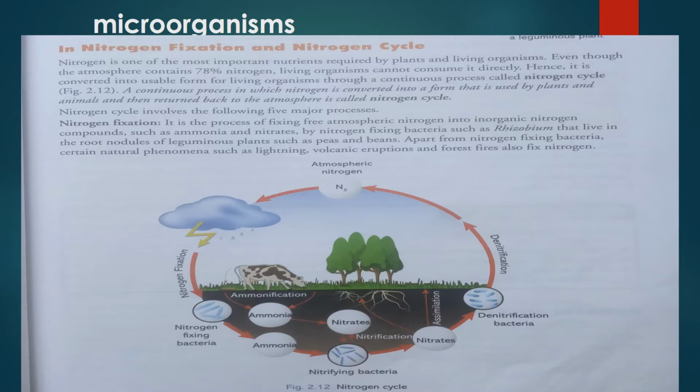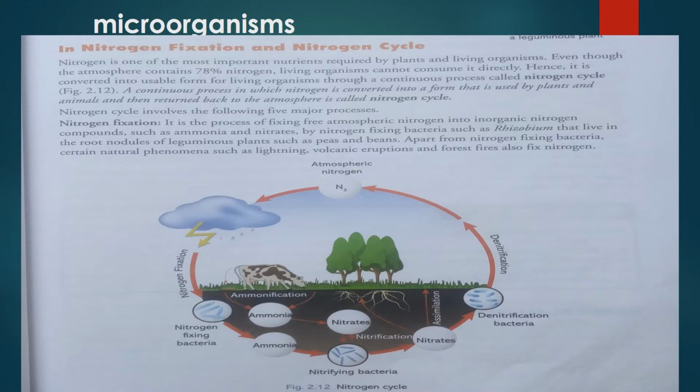So nitrogen fixation is the process of fixing free atmospheric nitrogen into inorganic nitrogen compounds such as ammonia. Ammonia formula is NH3, and nitrates NO3. Nitrogen is fixed by bacteria called rhizobium that live on the root nodules of leguminous plants. Leguminous plants, for example, peas and beans. That means the roots of the leguminous plants have rhizobium bacteria, and these bacteria fix the nitrogen.